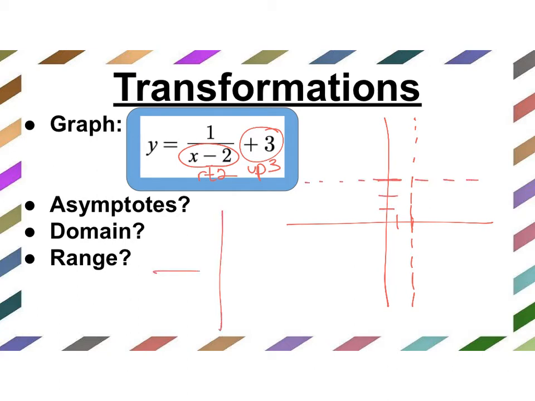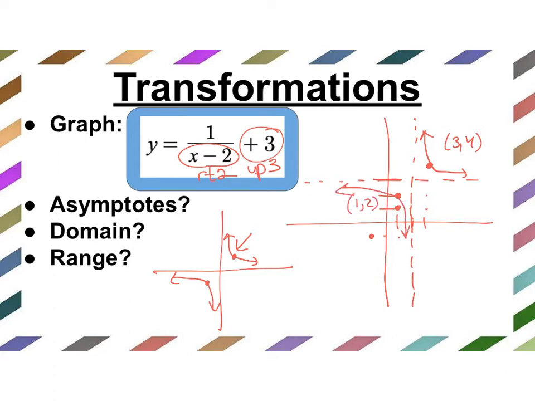My parent graph would normally go through (1, 1) and have a branch there, and go through (-1, -1) and have a branch there. So those are the points that we're moving. So I would have started at (1, 1). Now I'm going to go to the right 2, 1, 2, and up 3, 1, 2, 3, and I end up there. So that's the point (3, 4), and I will have that branch which follows my asymptotes. I would have a piece down at (-1, -1), but I'm going to shift to the right 2 and up 3, and then I have that piece which is at (1, 2).